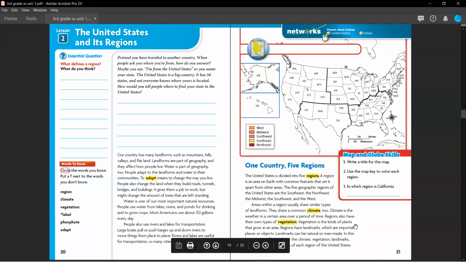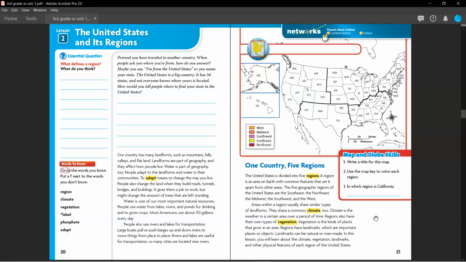Areas within a region usually share similar types of landforms. They share common climate too. Climate is the weather in a certain area over a period of time. Regions also have their own types of vegetation. Vegetation is the kind of plants that grow in an area. Regions have landmarks, which are important places or objects. Landmarks can be natural or man-made. In this lesson, you'll learn about the climate, vegetation, landmarks, and other physical features of each region in the United States.